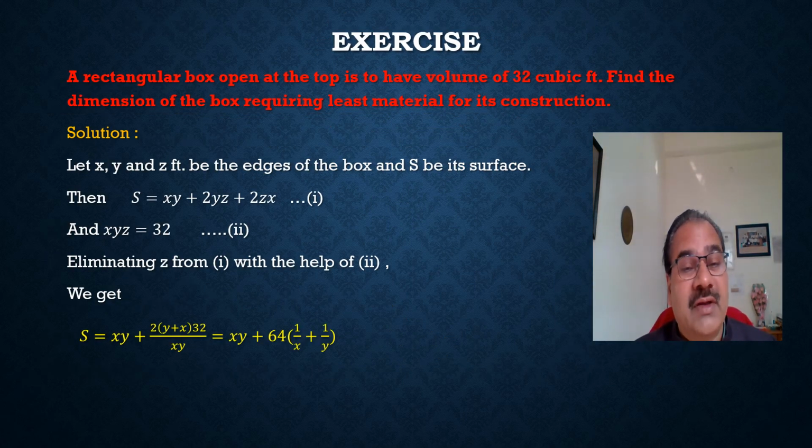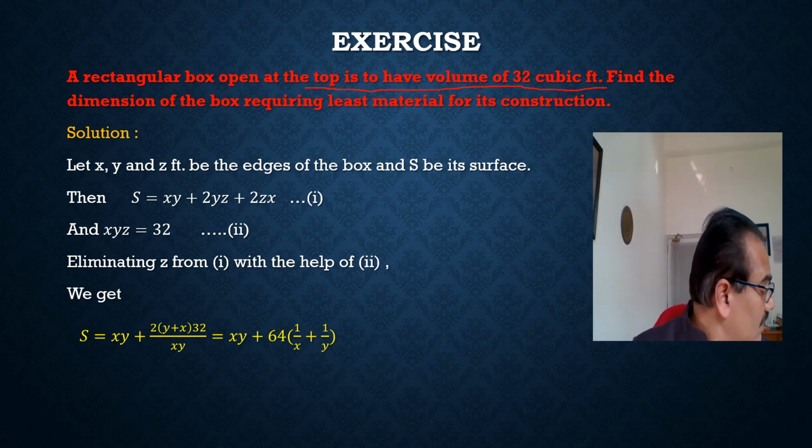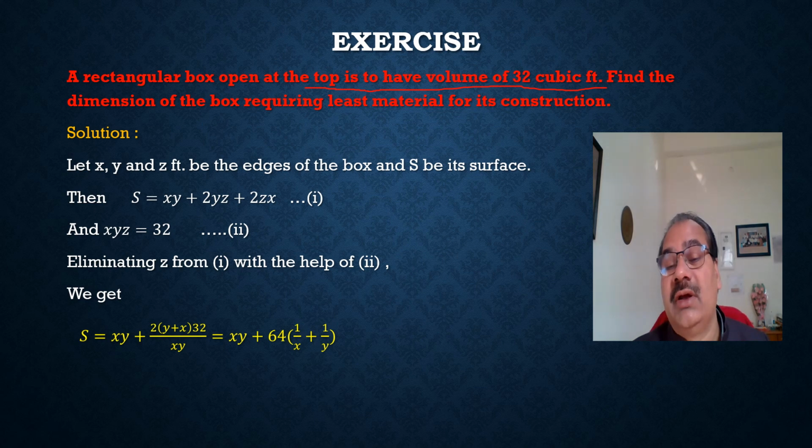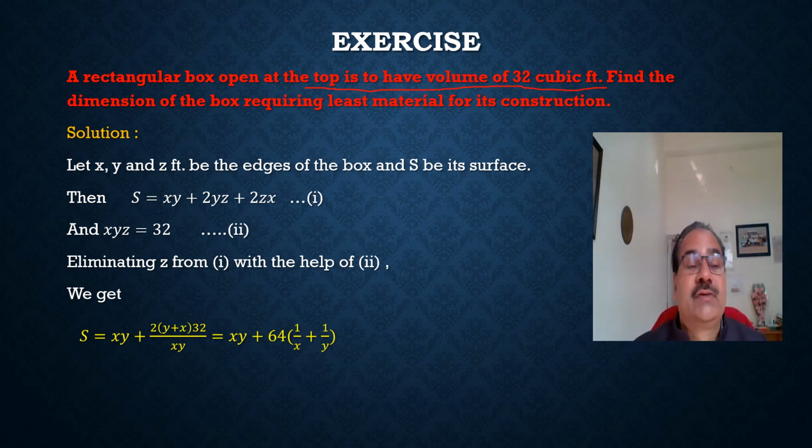Now, let us learn all these things with one example. A rectangular box open at the top is to have a volume of 32 cubic feet. Find the dimensions of the box requiring the least material for its construction. So this is the purpose, and this is a practical application-oriented problem.